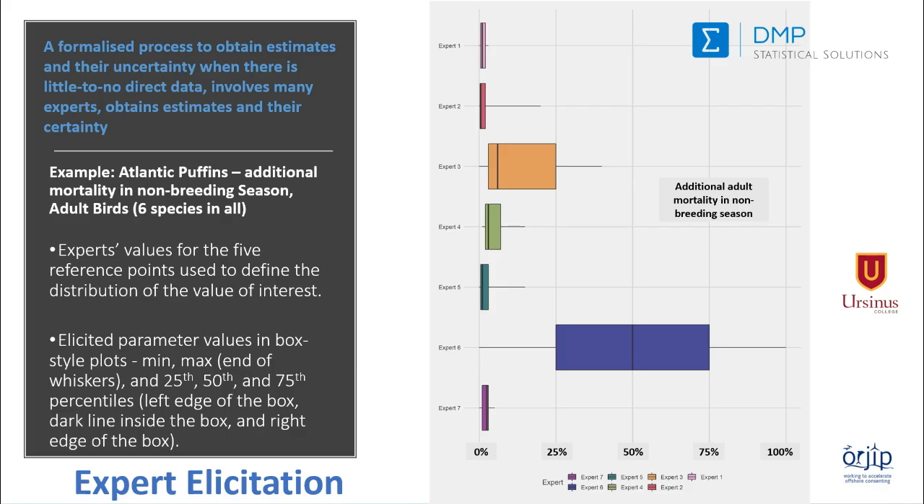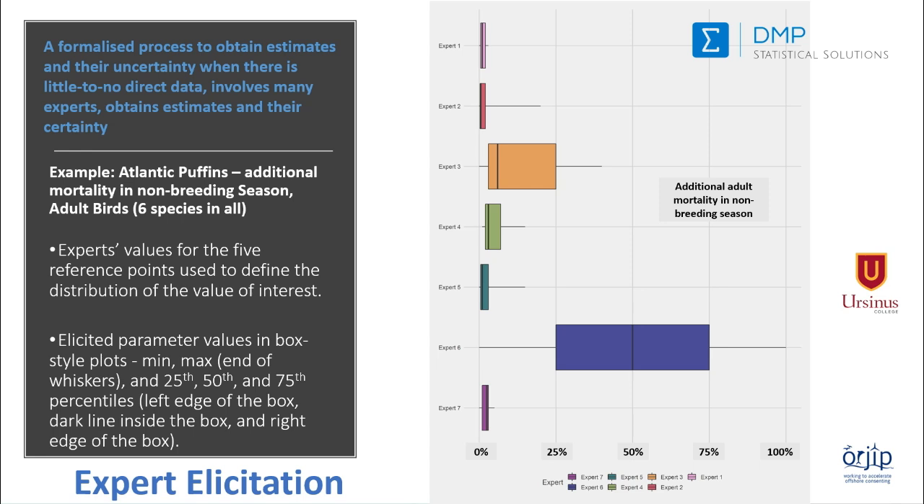So here the question that the experts were answering was to try and estimate the additional mortality that would arise for seabirds, for 6 species of seabirds in both the breeding and non-breeding seasons, when they suffered displacement from an offshore wind farm. So the example we have here on the right is for Atlantic puffins, and it shows you the additional mortality in the non-breeding season for adult breeding birds, estimated by 7 different experts. The values for each expert are shown by 5 reference points that define the additional mortality.